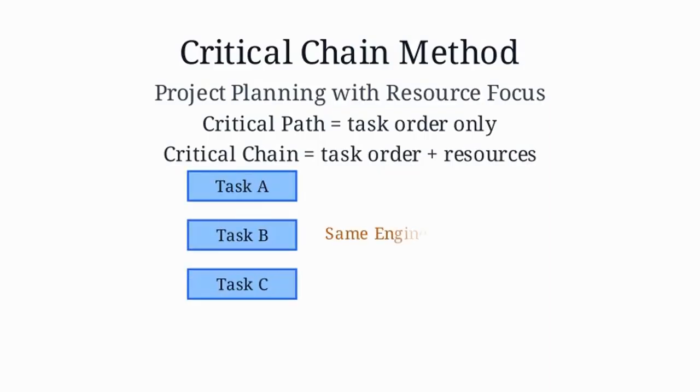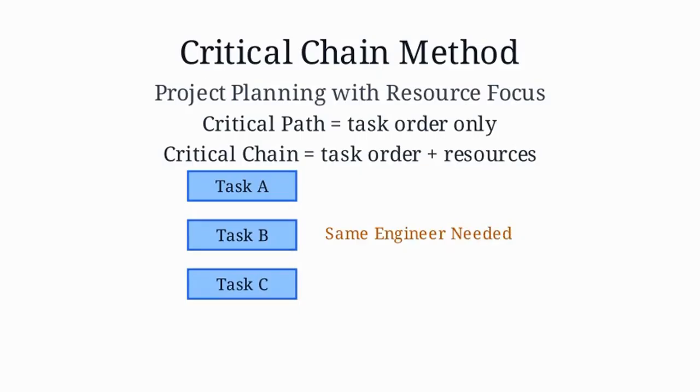Today we will learn the critical chain method, a practical way to plan projects by focusing on resources and real-world delays. First, let's compare critical path and critical chain. The critical path looks only at task order and assumes unlimited workers. The critical chain considers both task order and resource limits. Let's visualize that with a simple schedule.